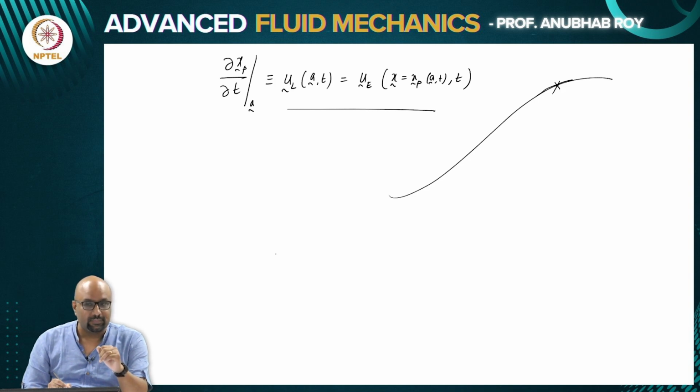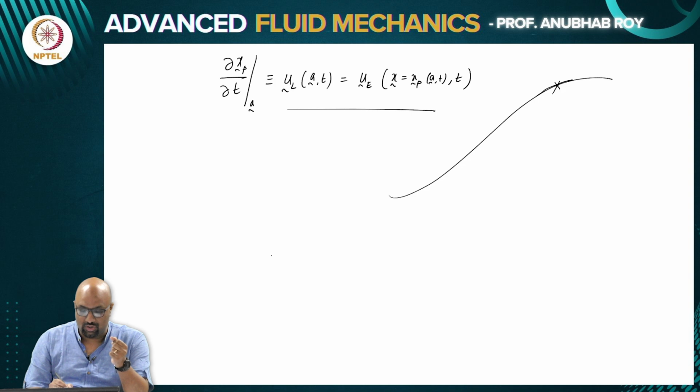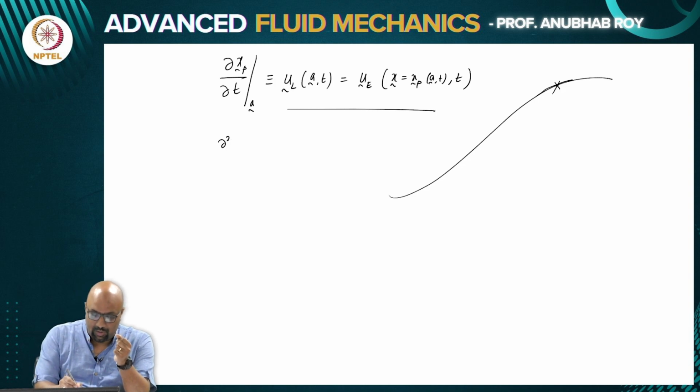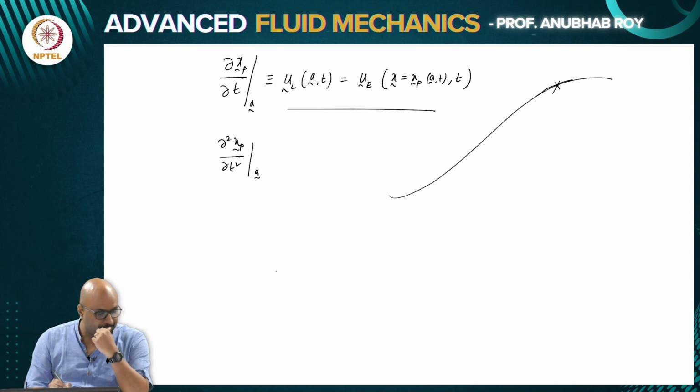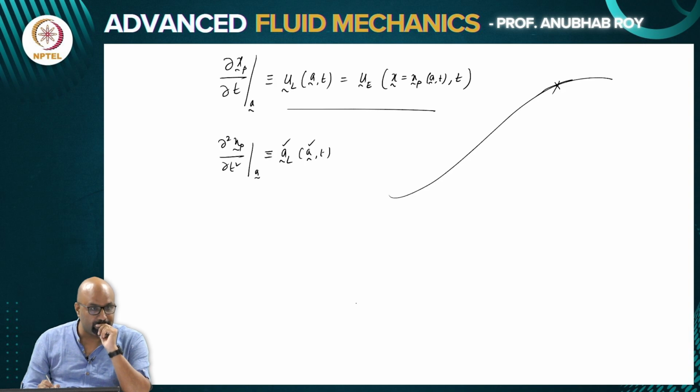Now, it seems so far that if I were to use the Lagrangian approach, I just need to go about finding these. So if I want to find the acceleration, I need to compute this particular quantity. So this would be my Lagrangian acceleration. I am using A unfortunately for the same thing, but this is the acceleration, and this is the initial label, the initial location.